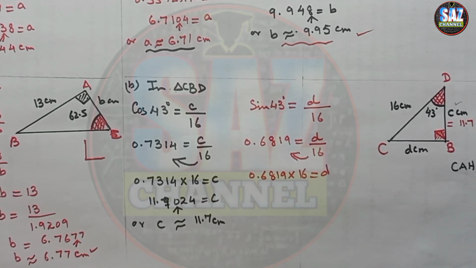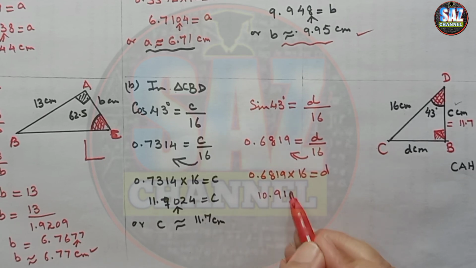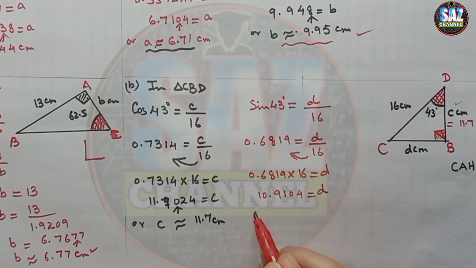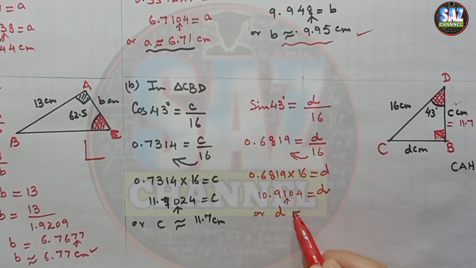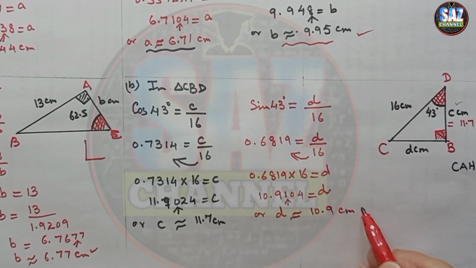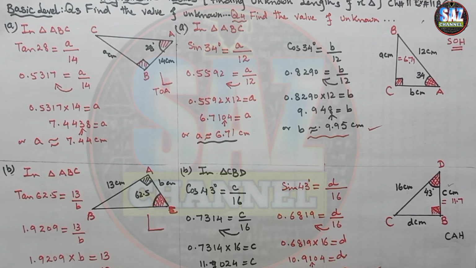0.6819 multiplied by 16 is 10.9104 equals D, or D equals, as I have to give my answer to 3 significant figures, so I will be focusing my attention on the fourth digit. This is 1, which is less than 5, so it will be approximately 10.9 centimeters. I hope you are clear how to apply the trigonometric ratios in different situations.